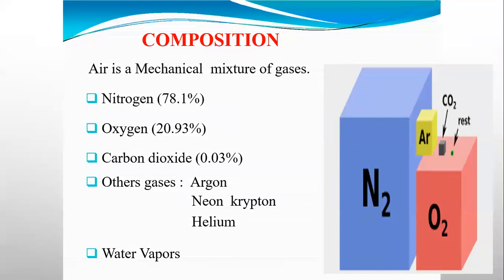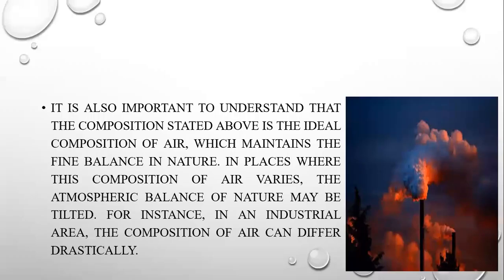because of the presence of certain things, suppose industries and urbanization and discharge from vehicles, and sea areas and desert areas and these things. So it is also important to understand that the composition stated above is the ideal composition of air: 78% nitrogen, 21% oxygen, and 0.03% carbon dioxide in the presence of other gases. This is the ideal one, which sustains the life of living beings.